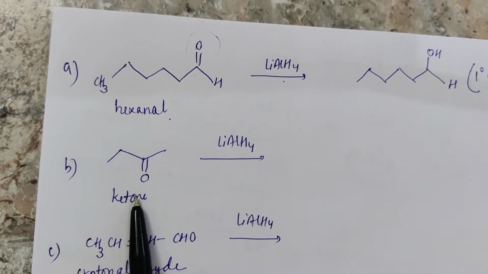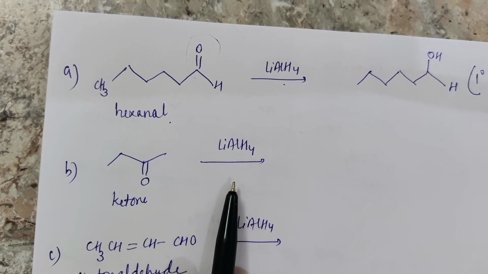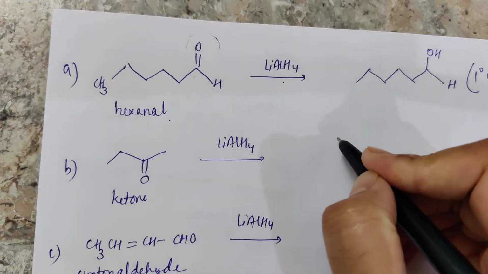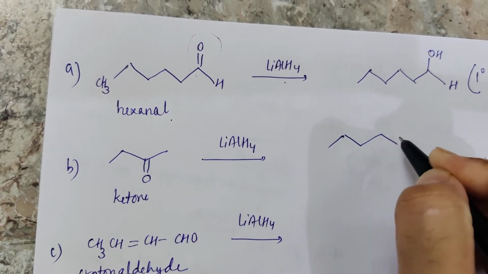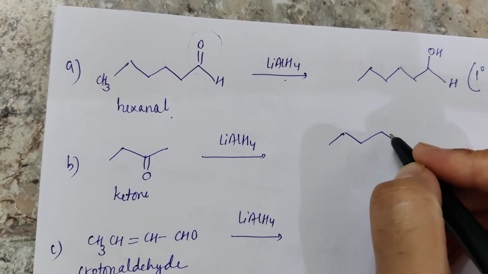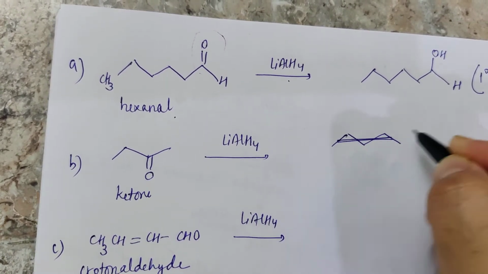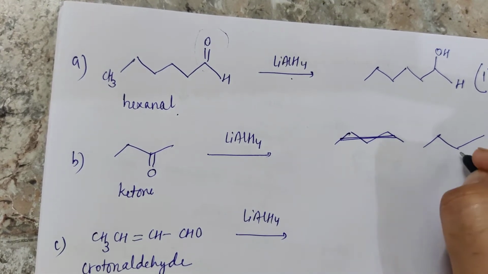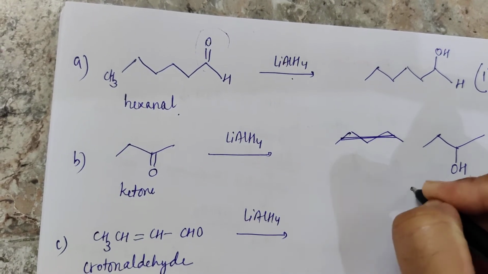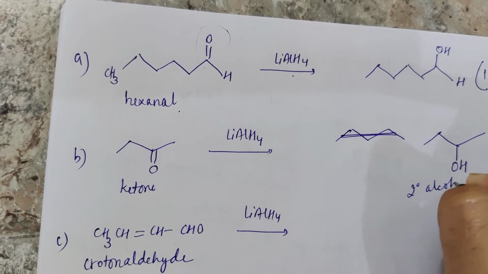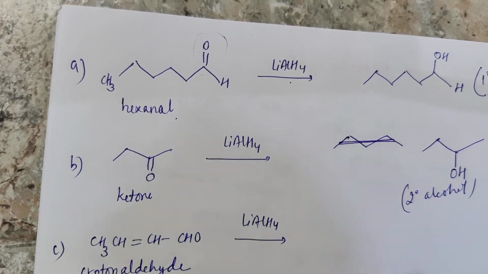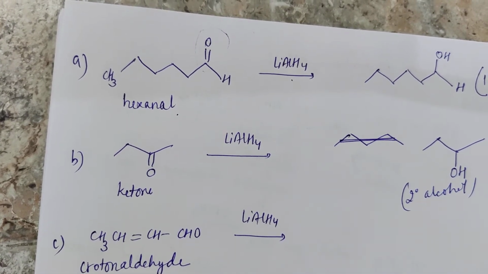In the second reaction, we have a ketonic group which, when treated with lithium aluminum hydride, gives a secondary alcohol. This is butan-2-ol.